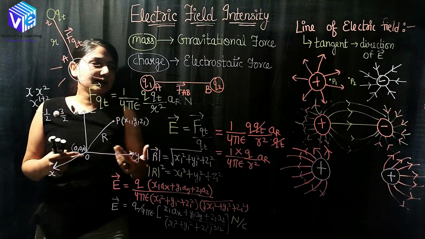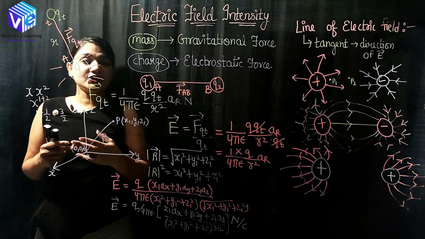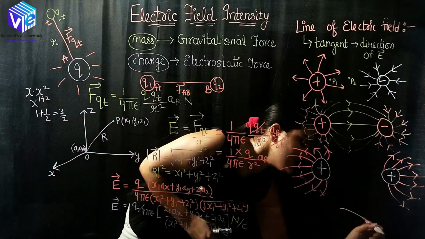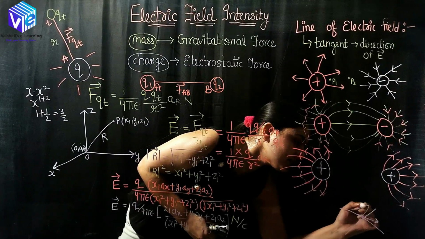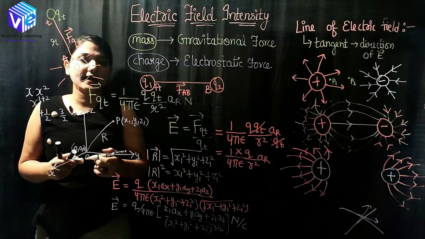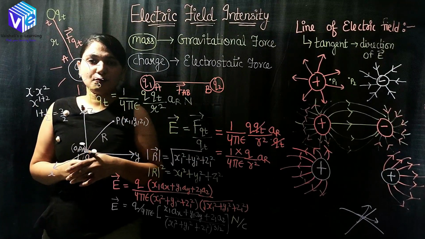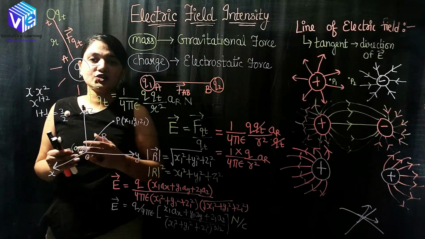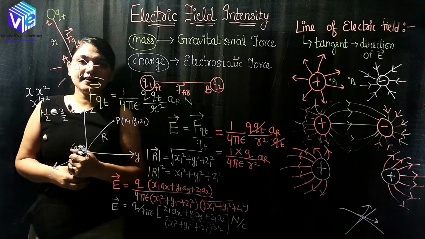And the second property is that these lines will never intersect because at the intersection point I will be having two directions. So let's suppose if these two lines are intersecting, here the tangent is this and the tangent is this as well. So we have two lines of the tangent and two directions of electric field is not possible. So this is the reason we can never have the intersection between the two electric field lines. So I hope you understood each and everything.